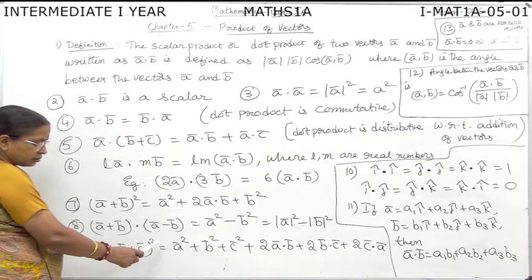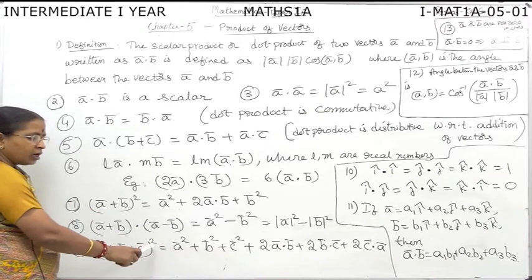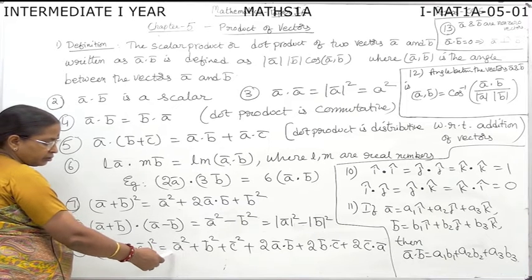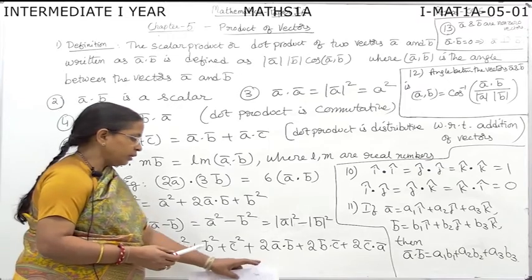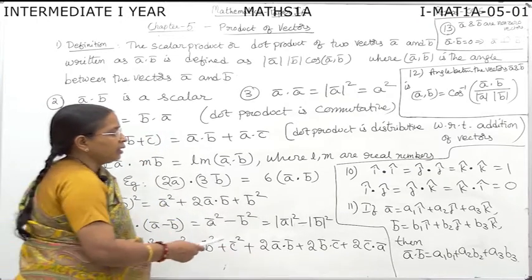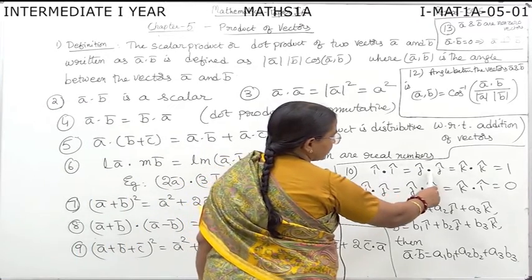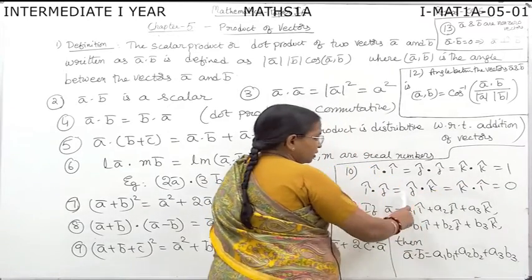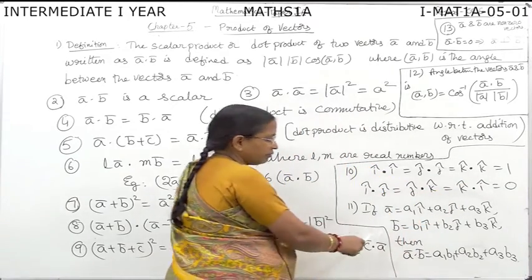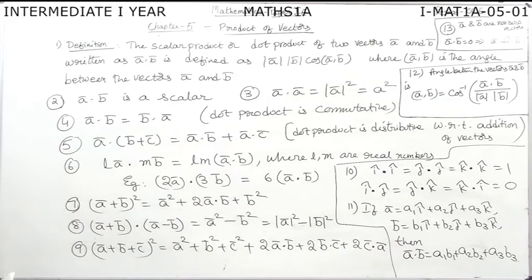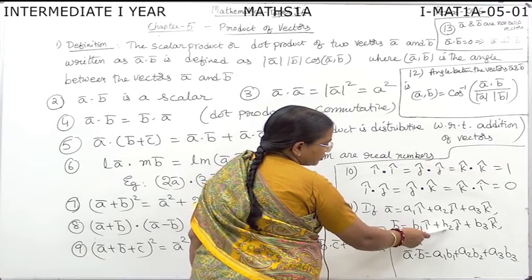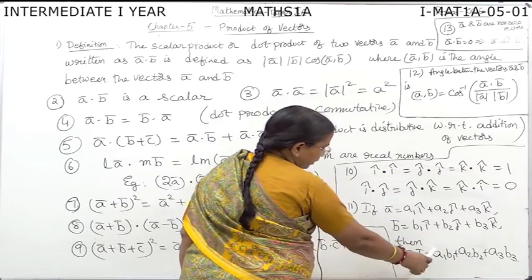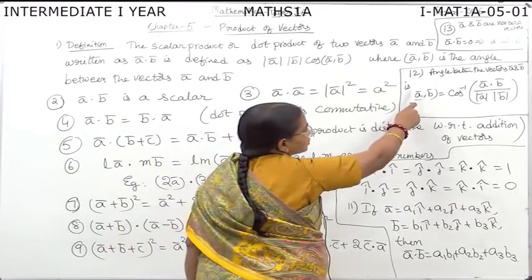(A plus B plus C) whole square means (A plus B plus C) dot (A plus B plus C). So when you expand, you know the formula A square plus B square plus C square plus 2AB plus 2BC and so on. Here I should write 2 A dot B, B dot C like that. The next property is I dot I, J dot J, K dot K is 1. I dot J and so on is 0. Then if A and B are given in terms of I, J, K, then you can write A dot B as A1 B1, just multiply the coefficients of I, plus the product of coefficients of J, plus the product of coefficients of K. Simplify.